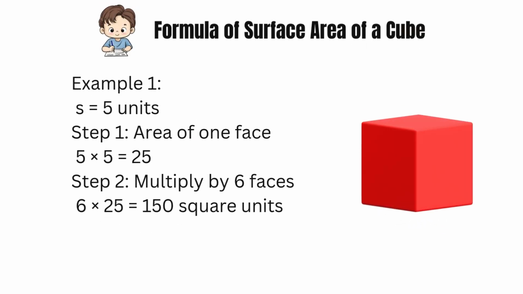Example 1. s equals 5 units. Step 1. Area of one face. 5 times 5 equals 25. Step 2. Multiply by 6 faces. 6 times 25 equals 150 square units.